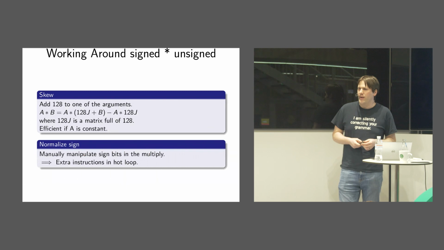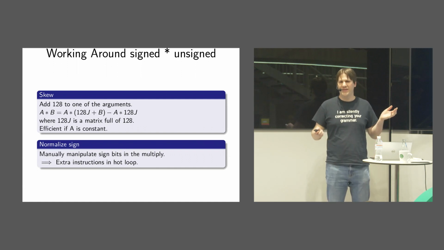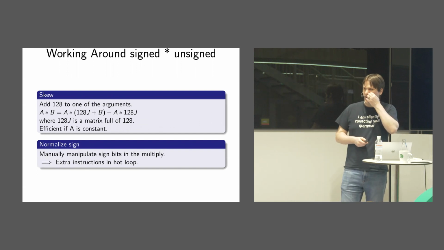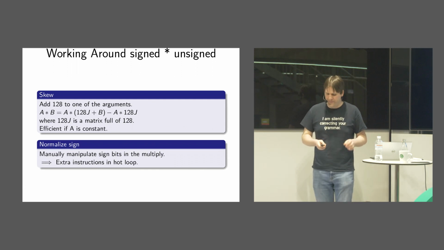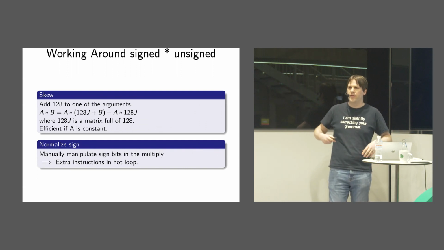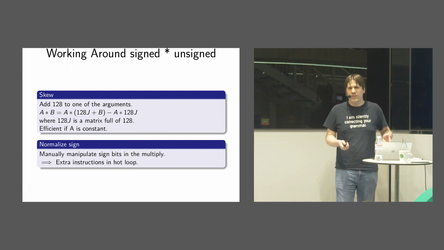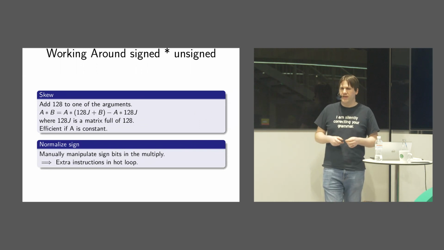So how do we work around this? There's two methods. One of them is you can add 128 to one of your arguments, and then it's no longer a signed argument. It's just an unsigned integer. And this is actually what TensorFlow does, and MKLDNN implements this one. It's efficient if one of the arguments to your multiply is constant. I only worked it out for A, but you can work it out for B. And then in the case of inference, one of the arguments is constant. It's the parameter matrix. So you can actually pre-compute what the offsets are for this.